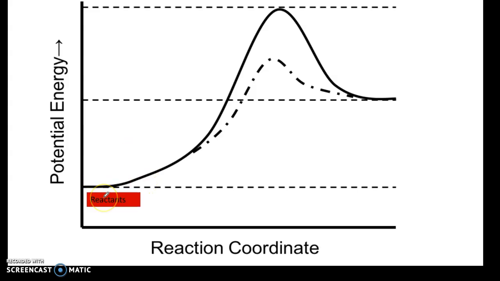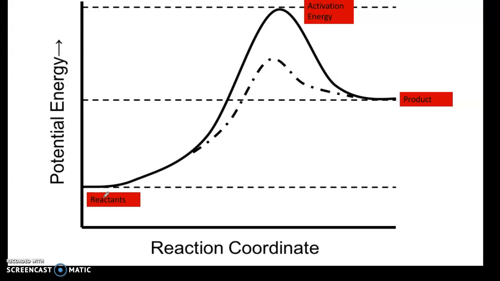Over here, we have our reactants in the beginning. At the end, we would obviously have our products. Now on the top, our hump, we have our activation energy, the energy needed to activate. That's the energy needed for us to go to completion.